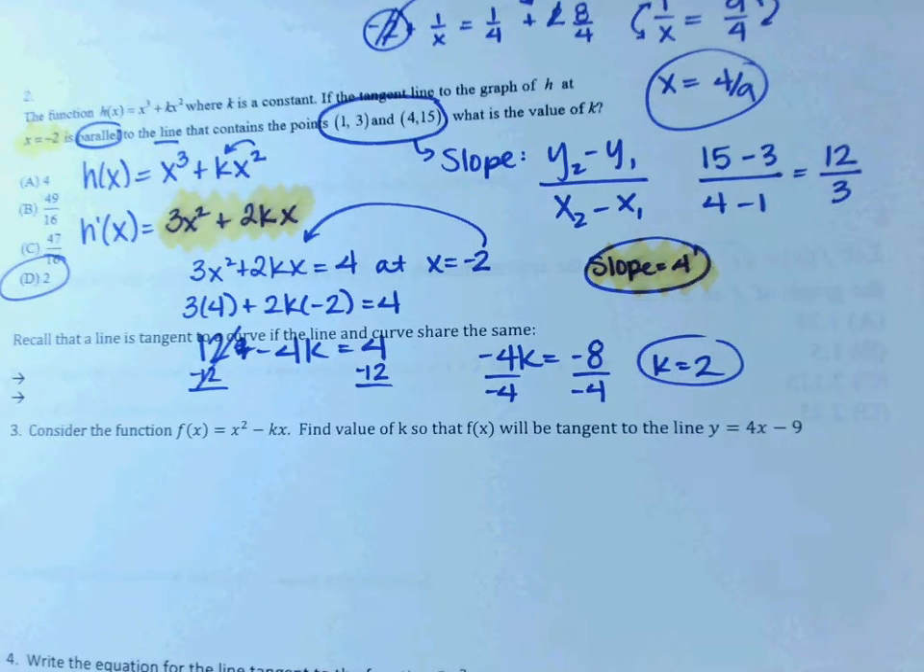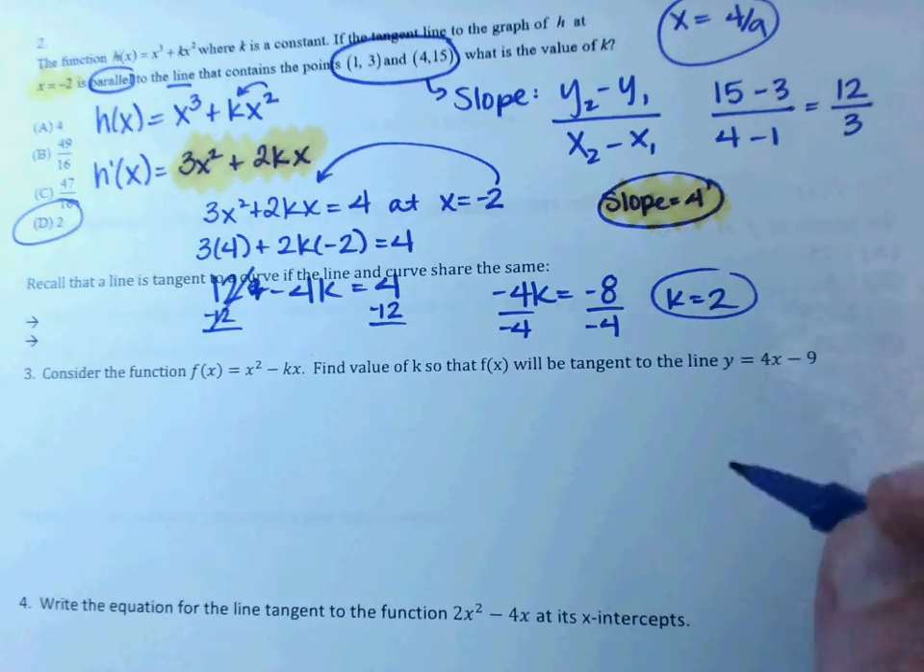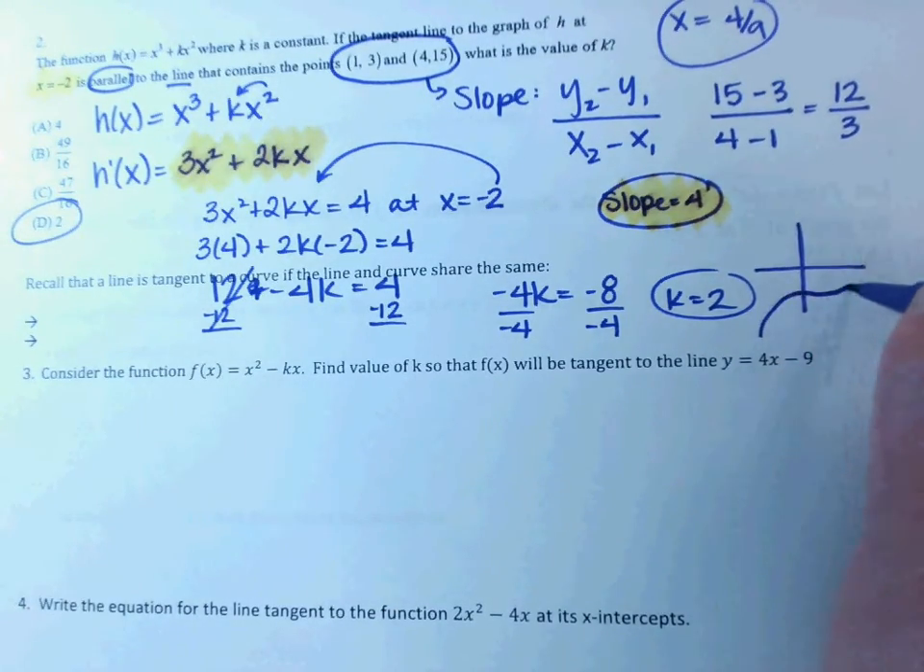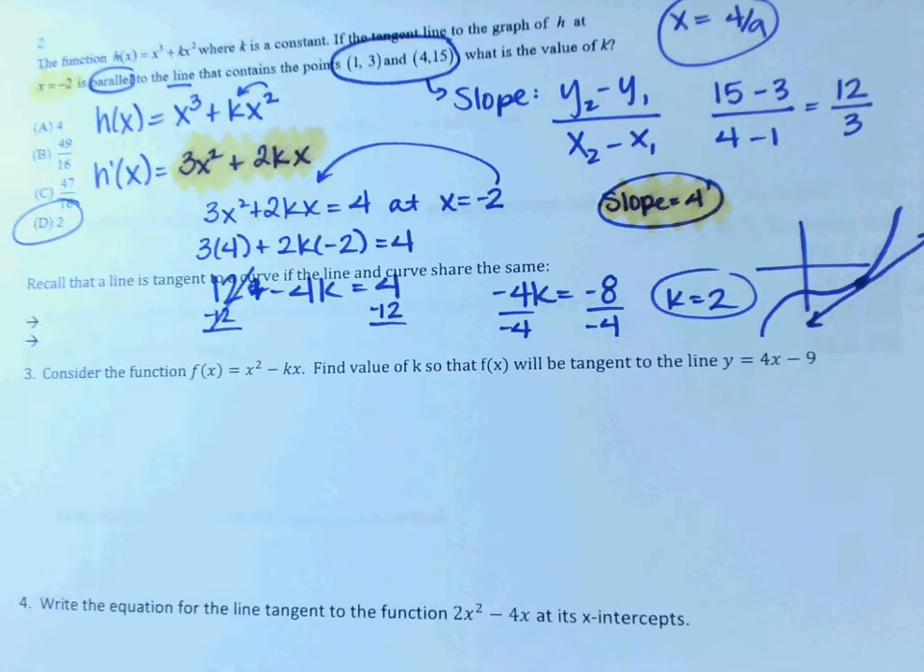Okay. Next one says, and I kind of scribbled all over it, but a tangent line has to have two things that are the same. So I'm going to draw a little picture here. If I have a tangent line, two things have to be the same. The slopes have to be the same, but also they have to have the same y value. Okay, otherwise it's just parallel.